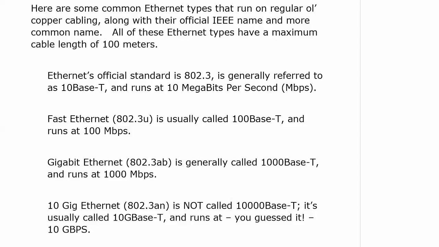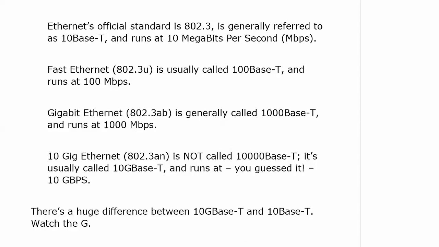Gigabit Ethernet, even better, 802.3ab, is generally called 1000BASE-T and runs at 1000 meg. 10 Gig Ethernet, 802.3an, is not called 10,000BASE-T. It's usually called 10GBASE-T and runs at, you guessed it, 10 gig. There's a really big difference in speed between 10GBASE-T and 10BASE-T, obviously, so you definitely want to watch that G.